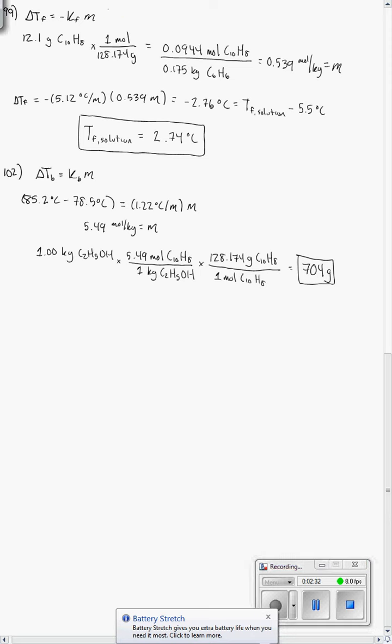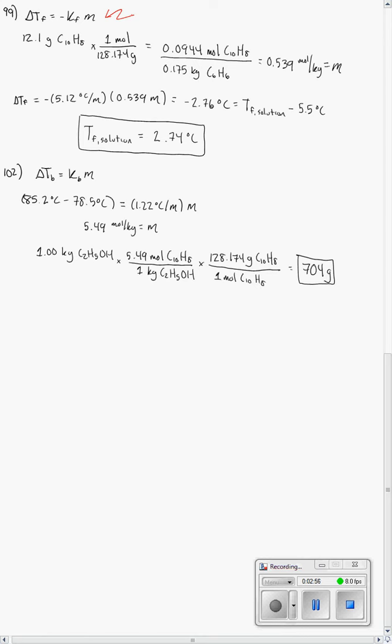The formula for freezing point depression is written up here at the top of number 99. Number 99 is a freezing point depression problem. And what we want to do is calculate the freezing point of a solution of 12.1 grams of naphthalene dissolved in 0.175 grams of benzene. Okay, there's some data for us in table 14.6 to help us solve this problem.